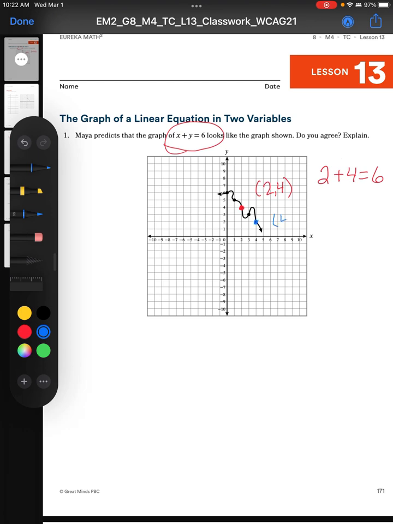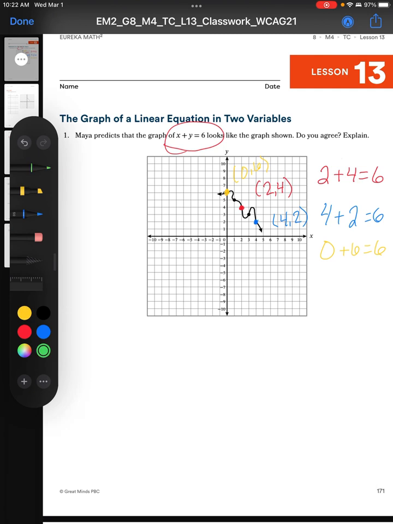This is the point (4, 2), just the opposite. So obviously 4 plus 2 also equals 6. And let's try one more. This point is over 0, up 6. So x is 0 plus y is 6. Does that equal 6? Yes, it does. So looks like all of these points match up.